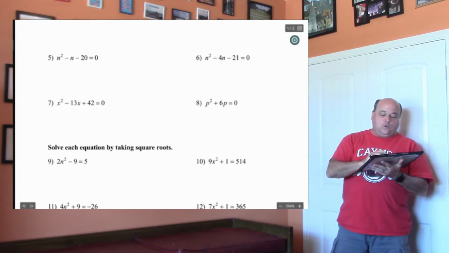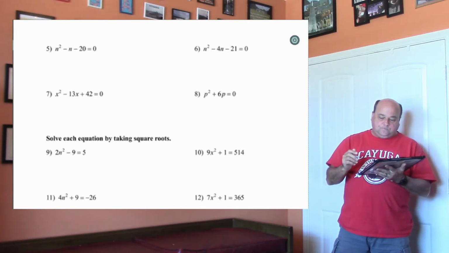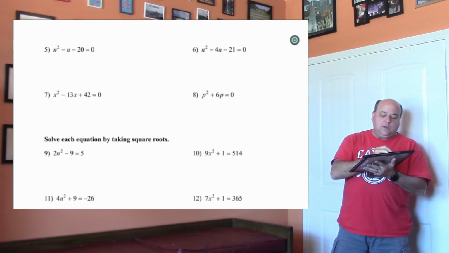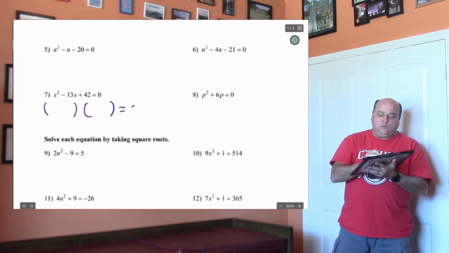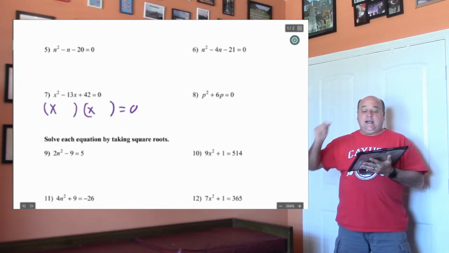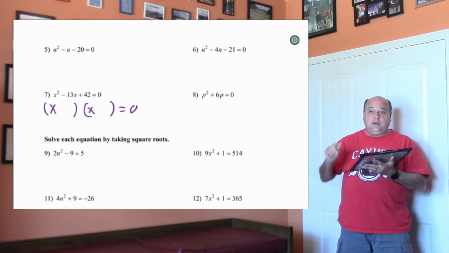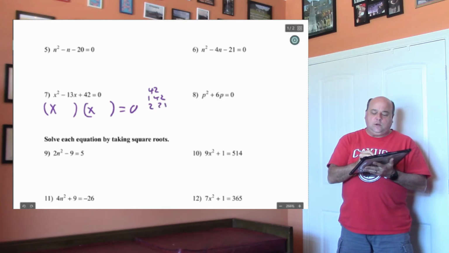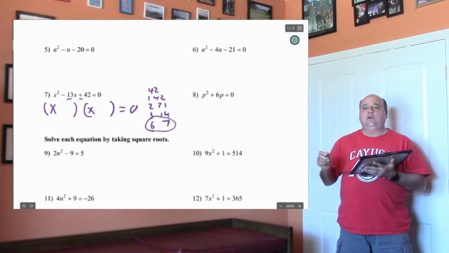Okay, I'm going to do one more for you. I'll do 7 and 8 with you. On number 7, draw the parentheses, equals 0. The first terms will be x and x. I kept these pretty easy for you. I didn't put a number in front of the x squared. The factors of 42 are 1 and 42, 2 and 21, 3 and 14, and 6 and 7. I want to add and get 13, so the 6 and 7 are going to work.